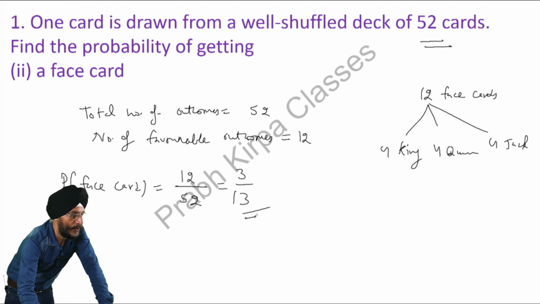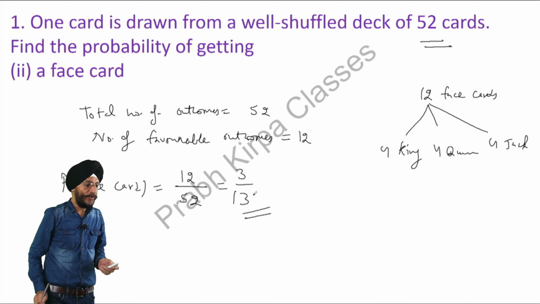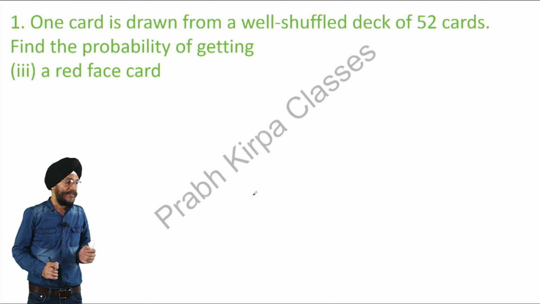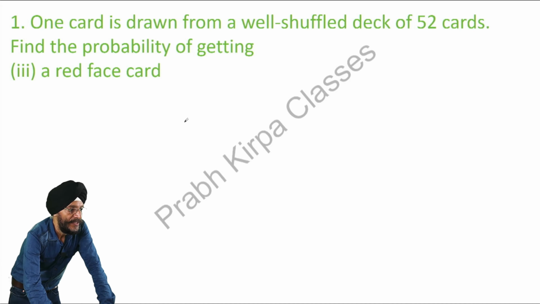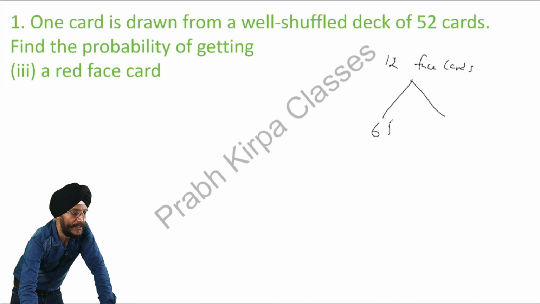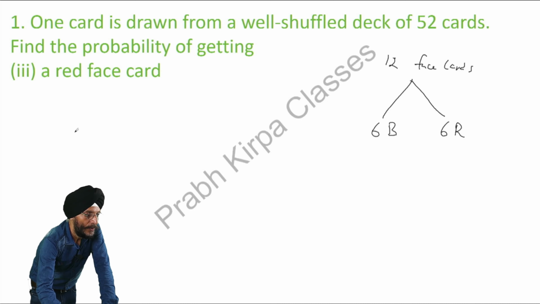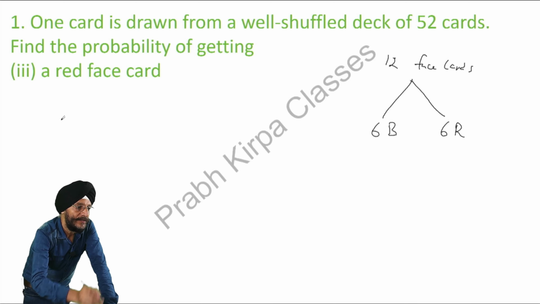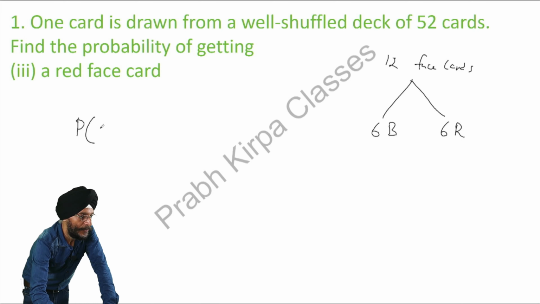So this is the answer of the second part, probability of getting a face card. Next is the probability of getting a red face card. We have learnt that face cards are 12, out of which 6 are black, 6 are red. So we will not now write the total number of outcomes. You can write it yourself. We will proceed with the answer of this question.